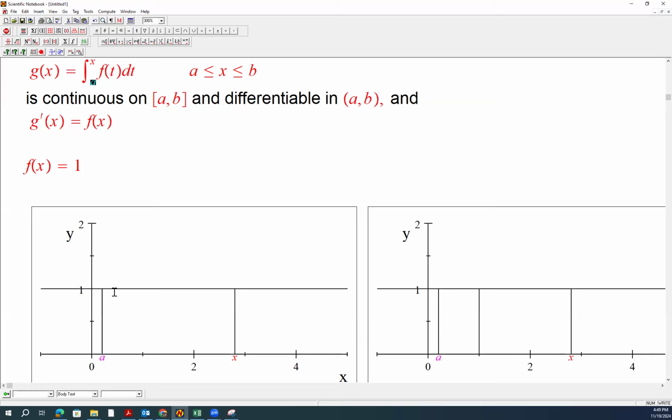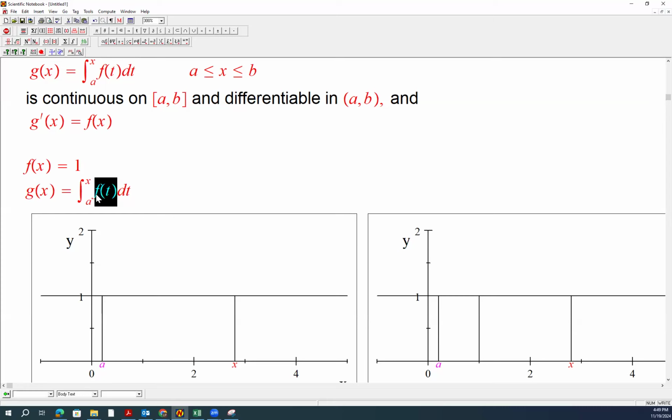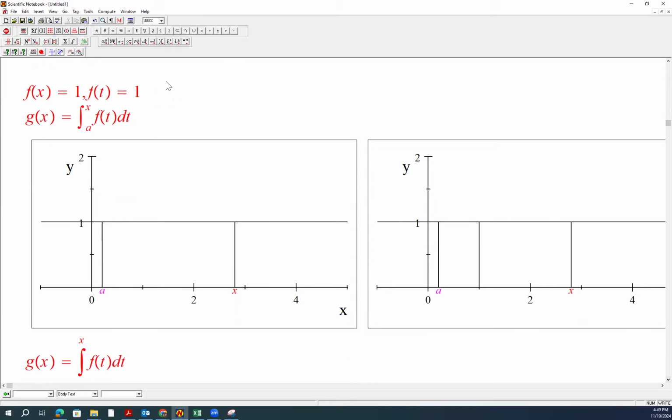So in our consideration, the interval is A to B. So suppose this is A and B is somewhere here. So X is in between. So when we consider g of x defined as such, f of t would also be 1 as well, right? So for this particular g, it's also a constant, so this will be 1.